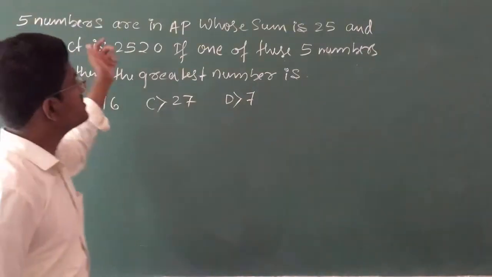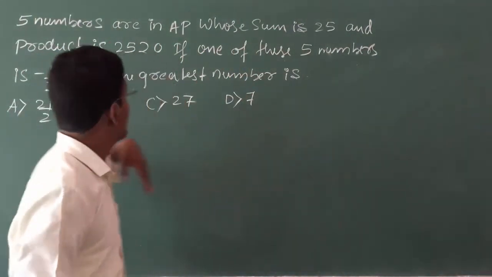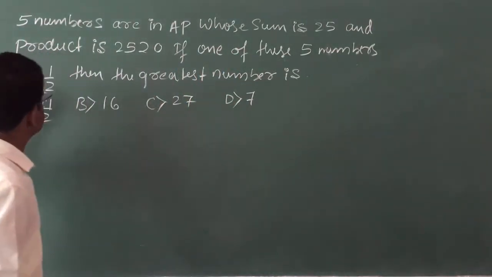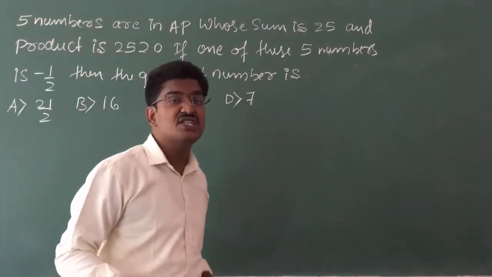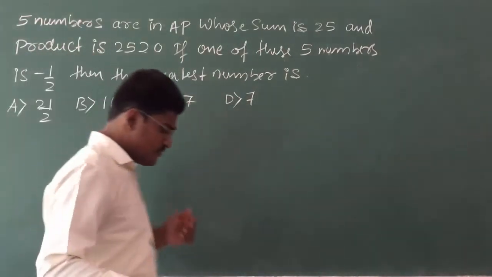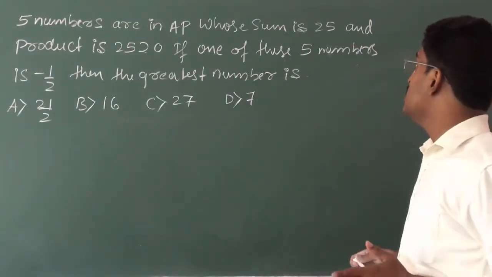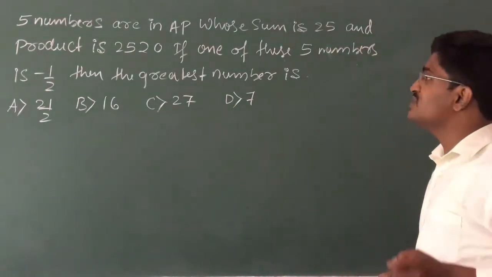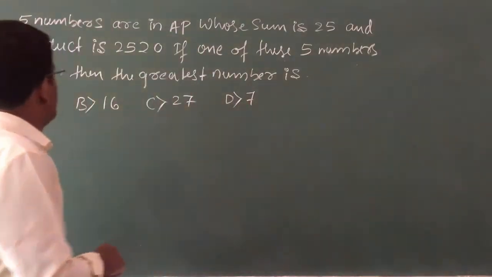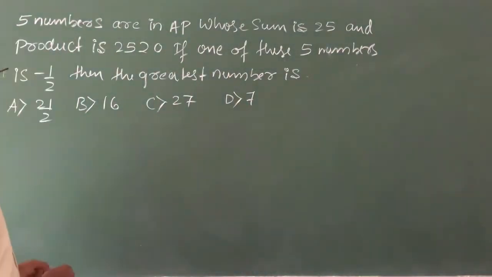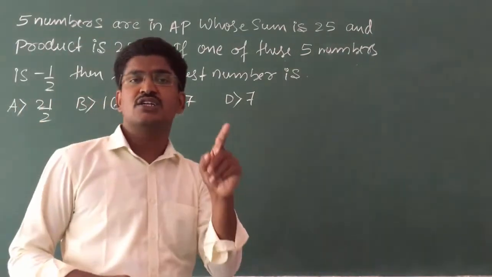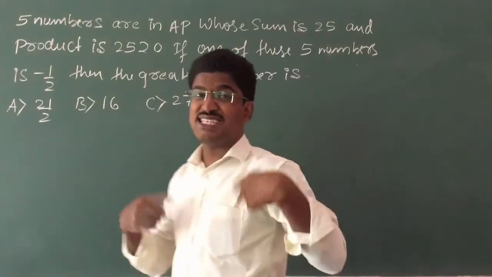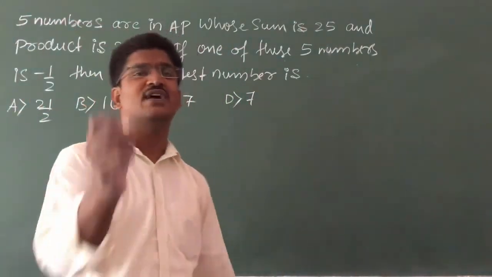Here 5 numbers are in AP whose sum is 25 and product is 2520. If one of these 5 numbers is minus 1 by 2, then the greatest number is, they ask. Okay, there are 5 numbers in AP whose sum is 25 and product is 2520. If one of these 5 numbers is minus 1 by 2, then what is the greatest number out of those 5 numbers, you have to calculate.